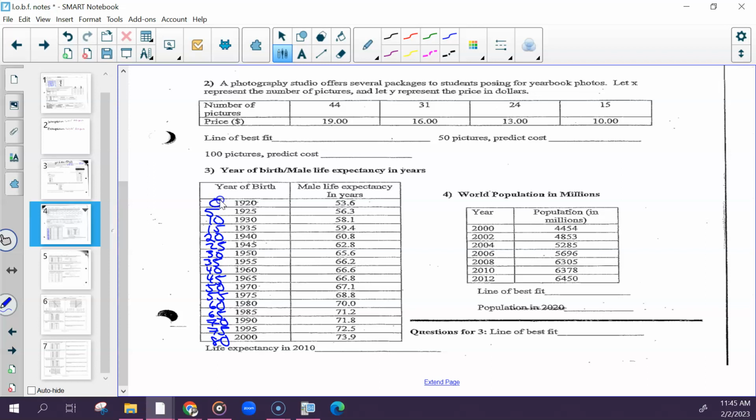So I'm going to do this one in Desmos and the next one back in the calculator, just because this has a lot of stuff we have to put in. After you've changed all your years, you're going to be using the numbers we just changed in Desmos, not the 1920. Don't use those.